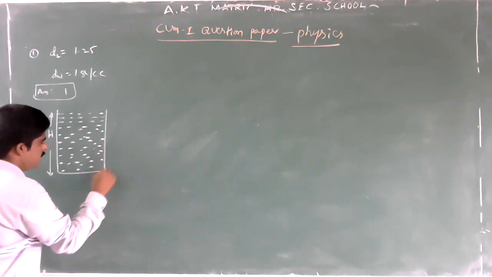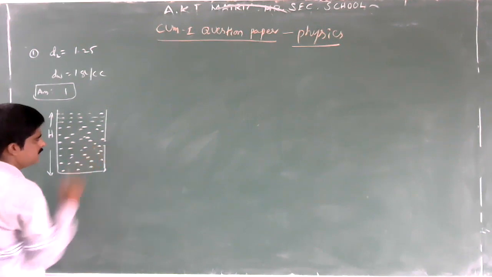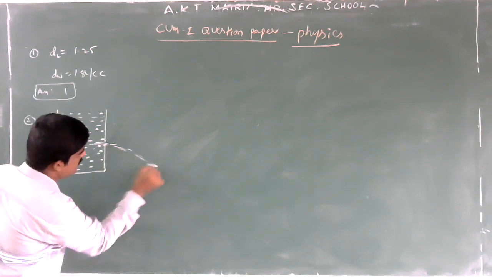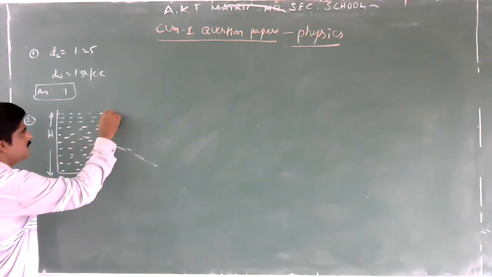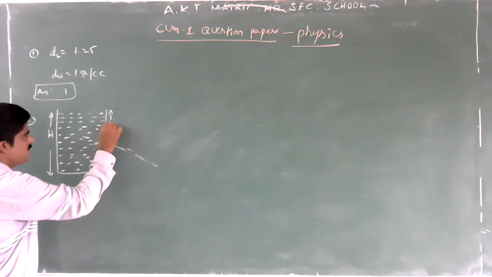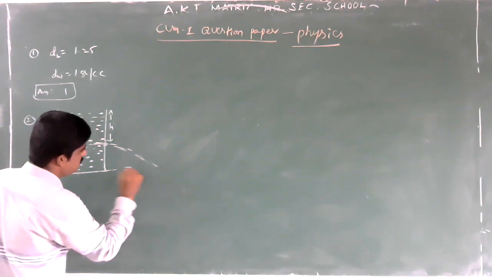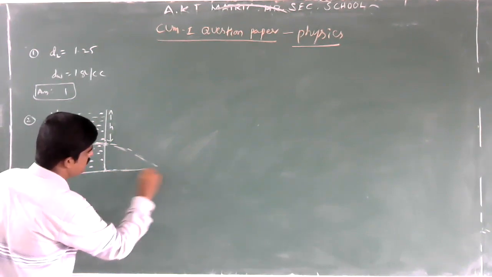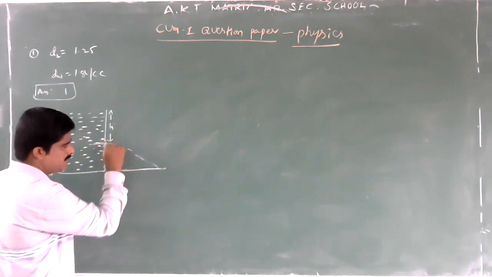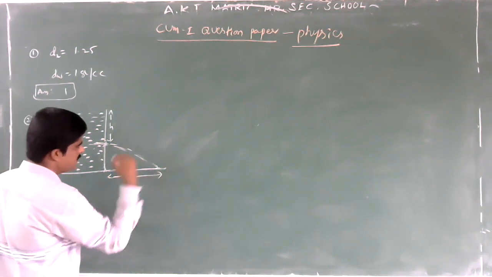On the side wall, a small hole is made, so the liquid comes out from the tank. The hole is made at a depth small h from the free surface of the liquid. This is the free surface; from the free surface to the hole the distance is small h. The liquid is coming out from the tank. What is the horizontal distance, the horizontal range, at which the efflux of liquid will reach the ground? That is called the range.